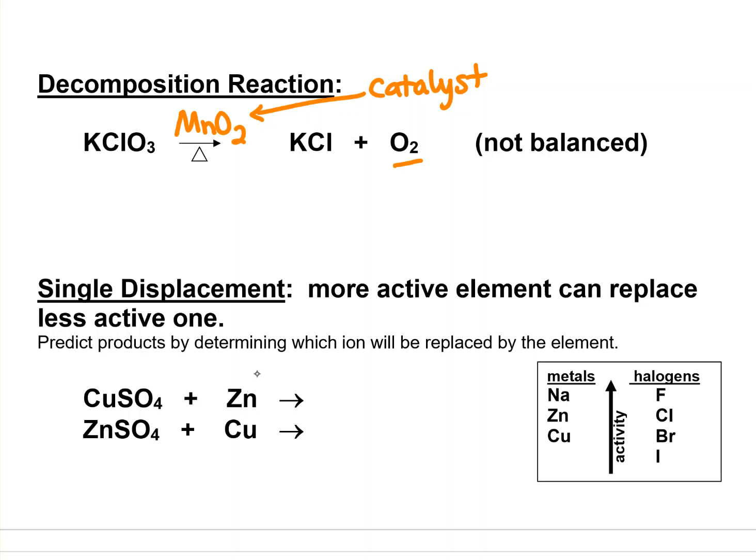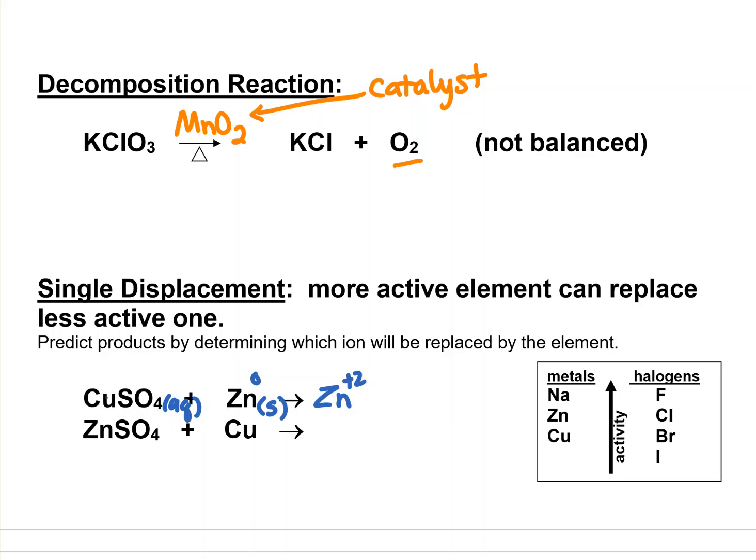So zinc is not an ion here, it's the solid. I put a 0 up there for its oxidation state. And you'll see this is a solution. So to start predicting the products, what I do is I see the element, what type of ion does that form? And zinc forms a +2 ion. That's its common ion. And so then I can look at this compound, the ionic compound, and I know which ion it's going to replace.